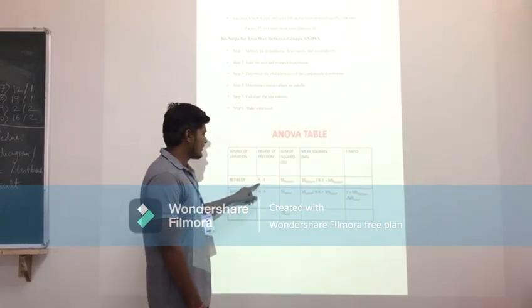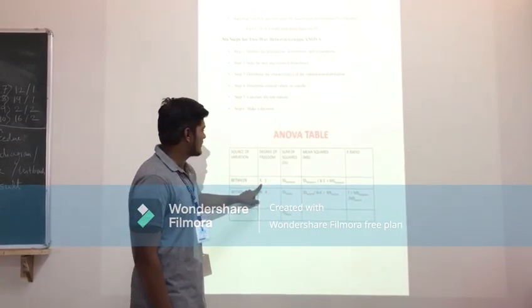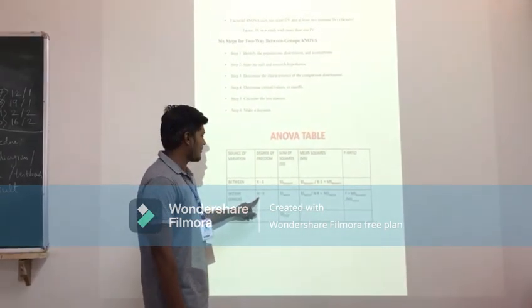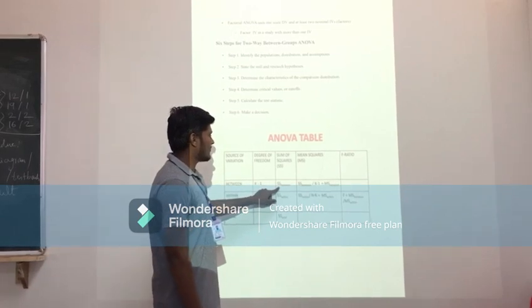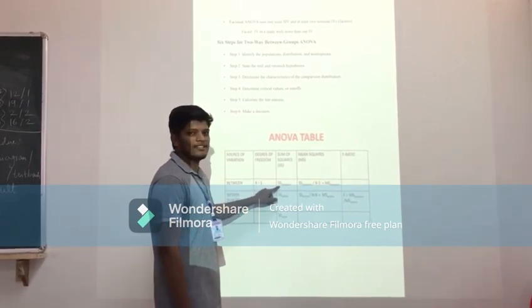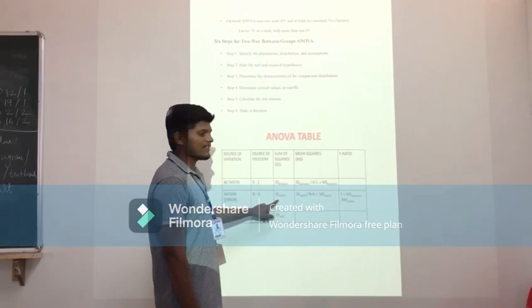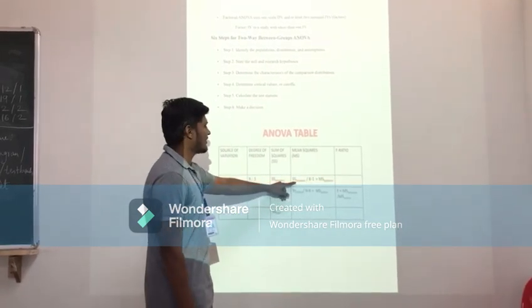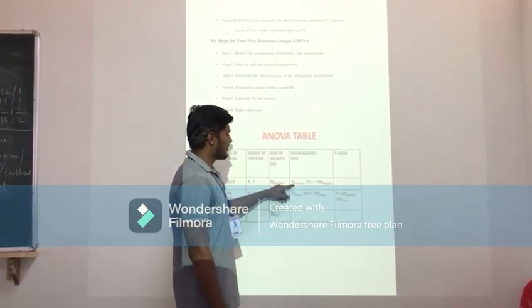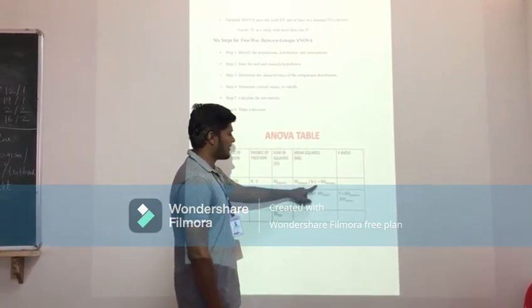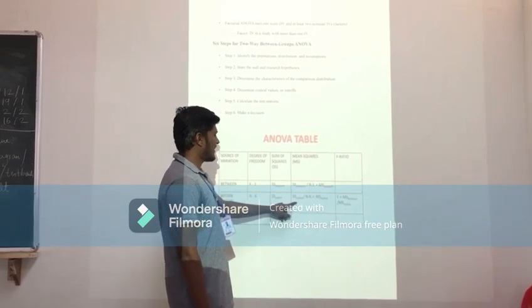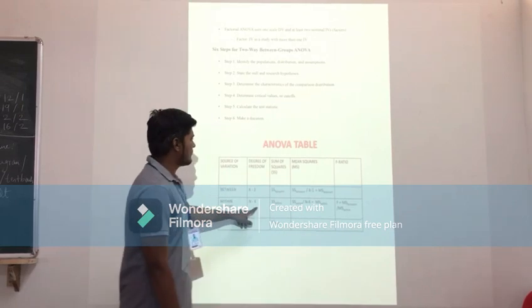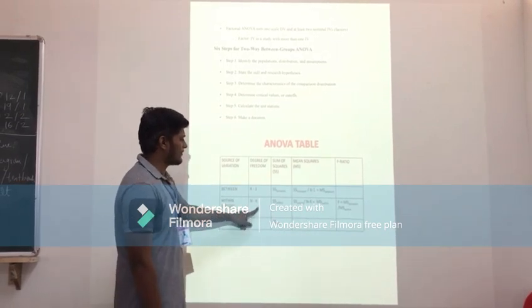K is the number of samples, and N is the number of rows and columns. ESS is the sum of squares between samples and the sum of squares within samples. For the mean of squares, the formula for between is the sum of squares between samples divided by its degrees of freedom, and for within error, the sum of squares within samples divided by N minus K, which is the degrees of freedom.